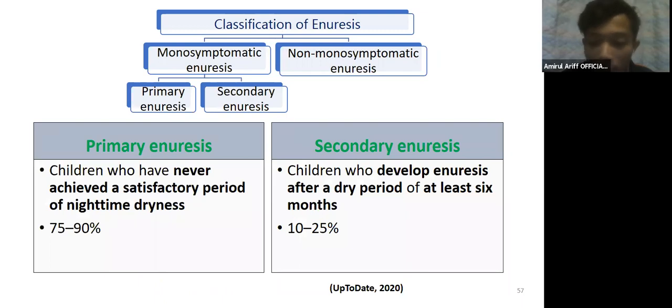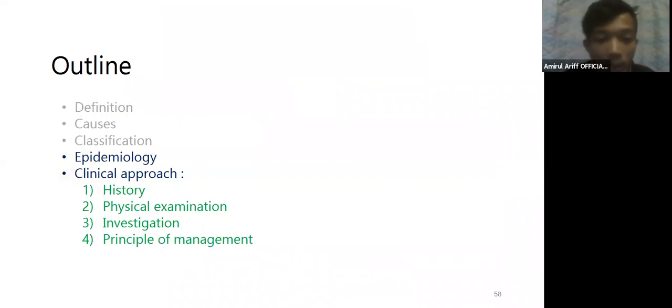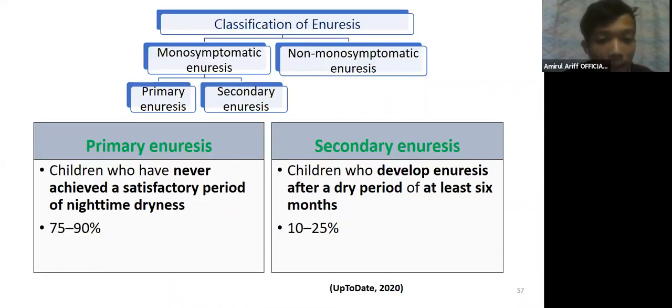For monosymptomatic enuresis, I said before that it can be subdivided into primary and secondary. Primary enuresis is for children who have never achieved a satisfactory period of nighttime dryness. On the other hand, secondary enuresis is for children who develop enuresis after a dry period of at least 6 months. So in easy words, with primary enuresis the children never had a dry period. With secondary enuresis, the children had a dry period and then developed enuresis. So you need to remember this classification. Monosymptomatic, like I said before, is only the enuresis symptom. Non-monosymptomatic is enuresis plus other lower urinary tract symptoms. So that's about classification. Next.